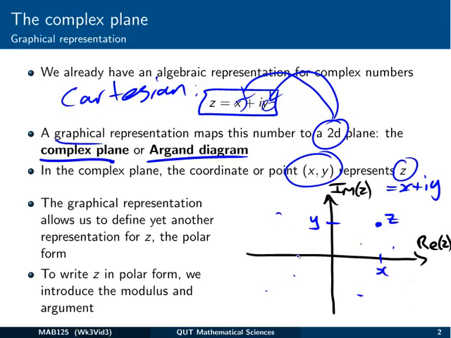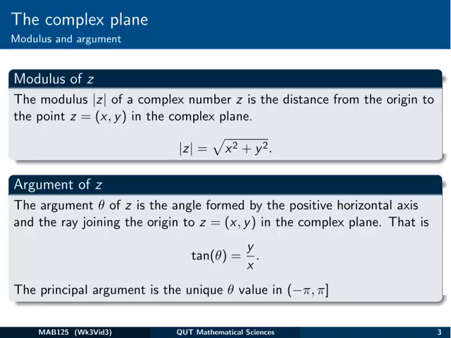The graphical representation like this is going to allow us to define another representation for z, known as the polar form, and in an extension, the exponential form. To be able to write z in the polar form, what we need to do is introduce the concept of the modulus and the argument of the complex number. And these are basically going to translate to how far is it from here to my number, and what is this angle in here? That's going to tell us what the modulus and the argument are. So, here they are in definition form.